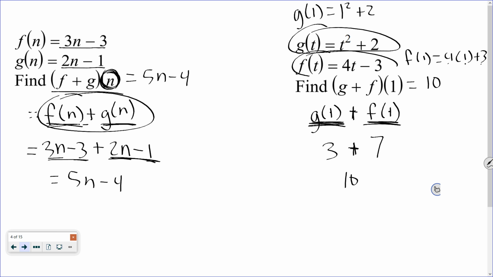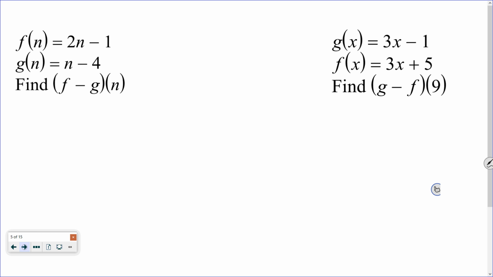So that's with addition. The other operations are just the same. So let's do this, and this was a subtraction. This one does have one little trick to it, a really common error that we make. But our first step's still the same. What does f minus g of n mean? Well, that means I'm going to take f of n minus g of n.